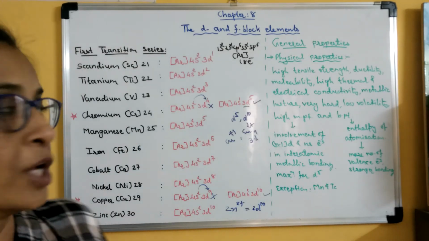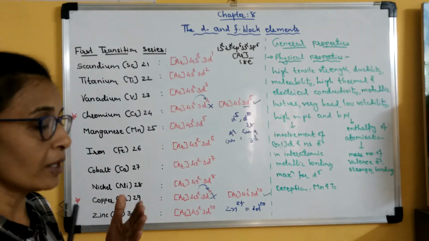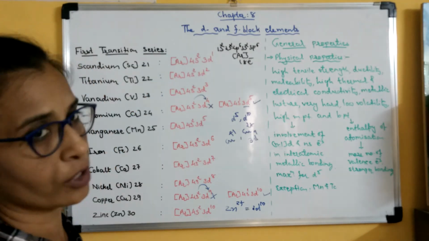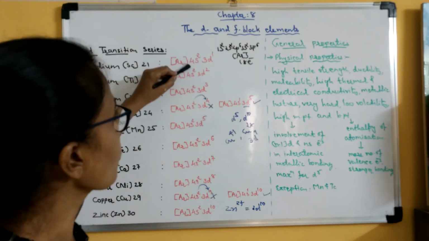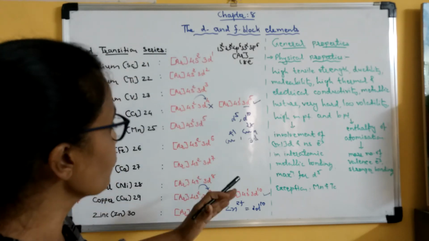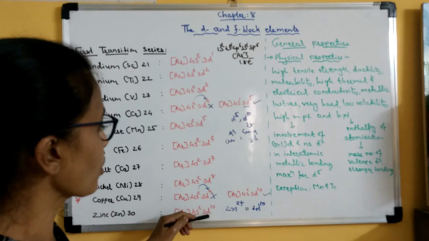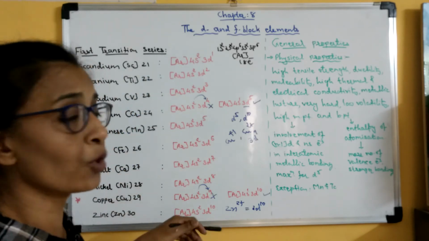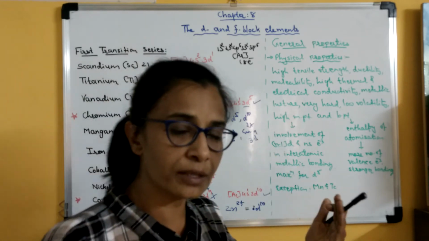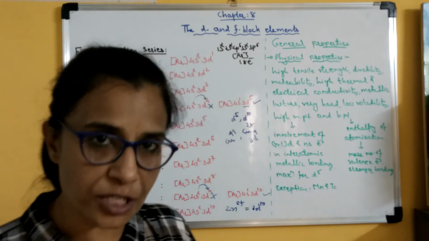Because they have more number of valence electrons. See, these are called valence electrons. The electrons present in the 4s orbital and 3d orbital, these are valence electrons. Or if you consider only 3d electrons, then also there are more number of valence electrons in the transition elements of the first series.